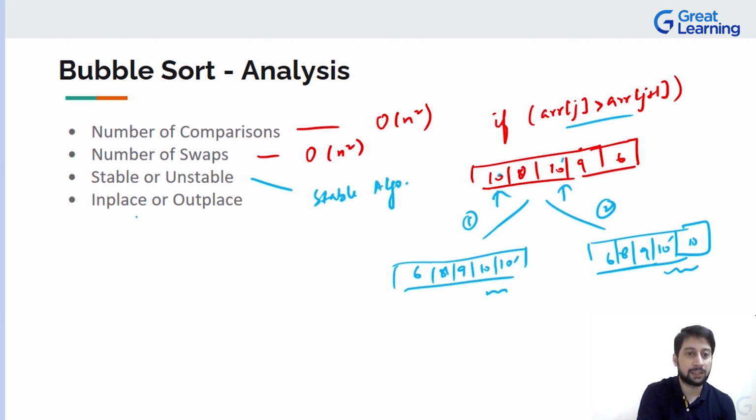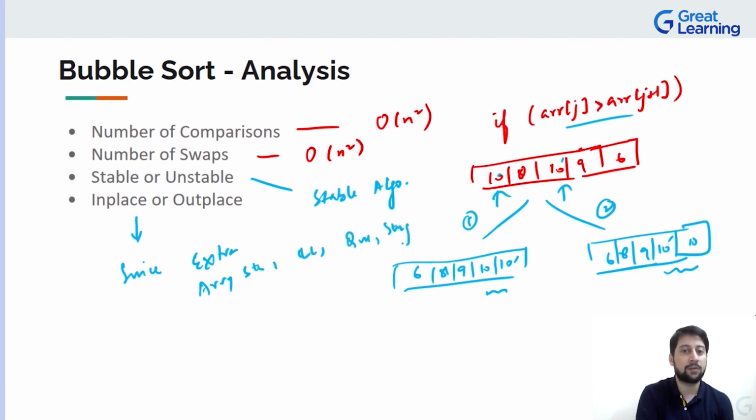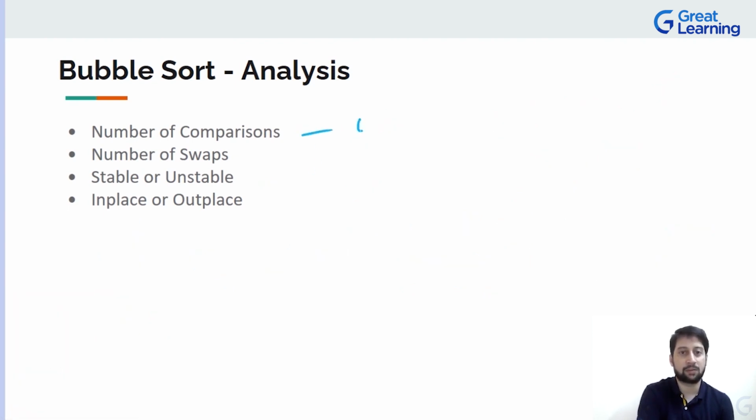But now what about in place and out of place? Since we are not using any extra memory, right? We didn't use any extra memory in the form of an array, stack, linked list, or queue, or even a string. We swapped within the array that was given to us. That is the reason why bubble sort is an in place algorithm. Okay, that's it. So let's reiterate: big O of n square for number of comparisons, big O of n square for number of swaps, it is a stable algorithm, and finally it is an in-place algorithm.